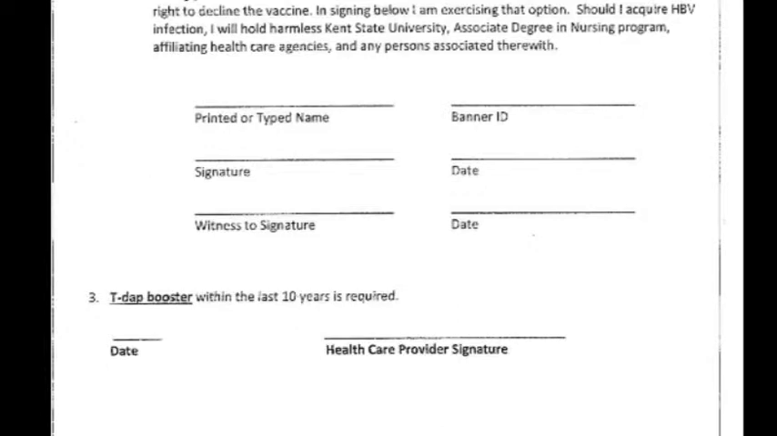Next is the Tdap booster. You may have gotten the Tdap vaccine at age 11 or 12 for protection against tetanus, diphtheria, and pertussis, also known as whooping cough. This protection wears off. You may have gotten a TD, tetanus diphtheria, injection previously. Tdap is especially important for healthcare professionals and anyone having close contact with infants.